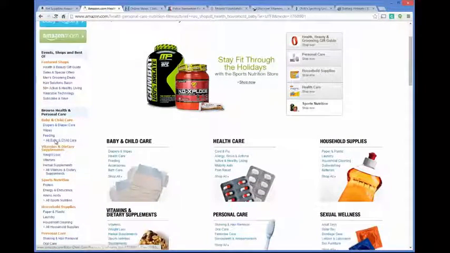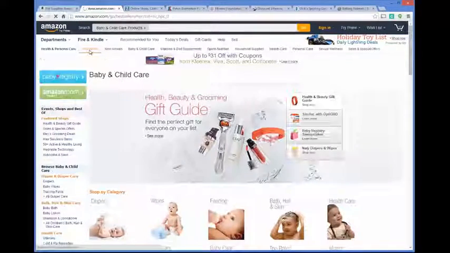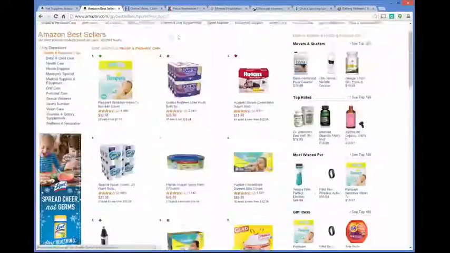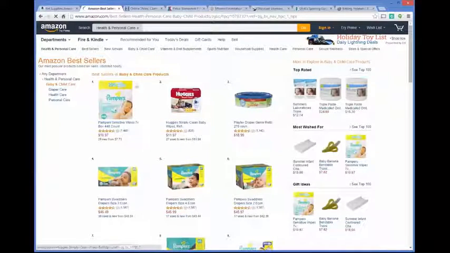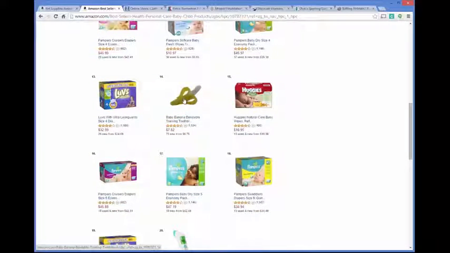There we go. So here's all baby and child care items. And inside this category, again, we could click on best sellers here and find the best selling items in baby care and get a really good idea. And then you could also narrow it down, baby and child care, and look at what items are the best items for baby and child care. Well, it looks like diapers.